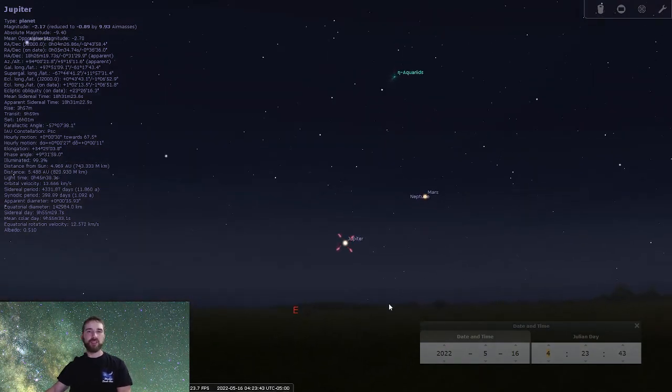And that concludes our quick little demonstration of what a lunar eclipse is and a walkthrough of some of the planets in our solar system.